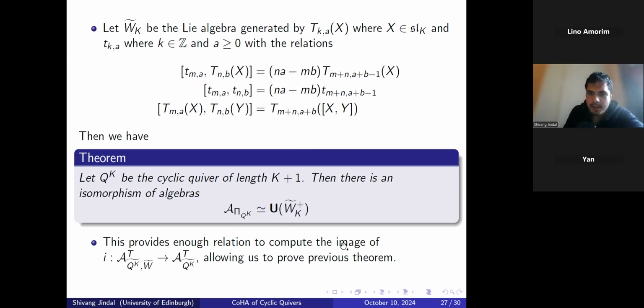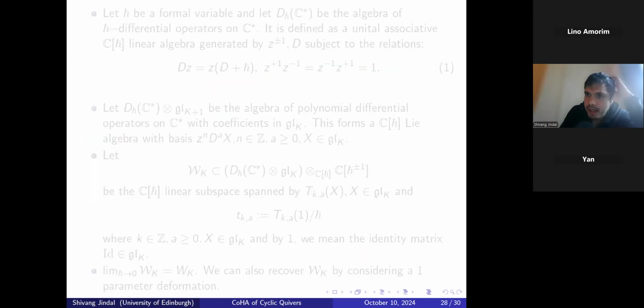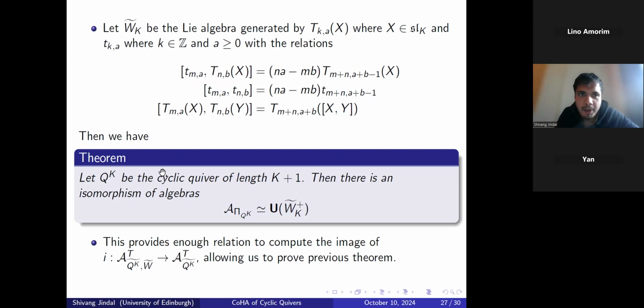And then there is a minimal generating set of the positive half of this Lie algebra, which one can compute, and also the image of those elements inside the T-equivariant case. And that's how I proved the theorem before, about the Yangians. And finally, this Lie algebra W_K tilde, the way I defined it, may look extremely random.